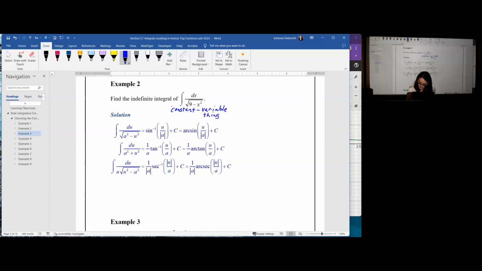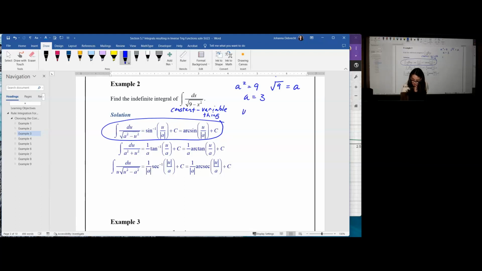Since it's arcsine, I'm going to use the first formula, so I have to find my pieces. A squared is equal to 9, and I take the principal square root of 9 to get a, so a is equal to 3. Then I set u squared to be the variable term, in this case, x squared. Notice that u is not the variable term. It's the square root of the variable term, but the principal square root, and we don't worry about absolute values.